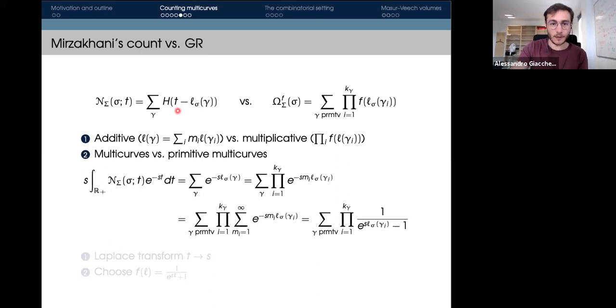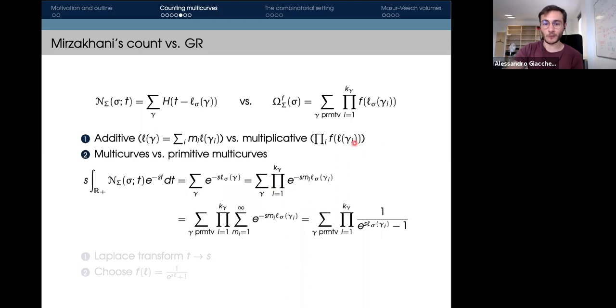So remember that t is the bound you put on the length of your multicurve. If I take this Laplace transform, you just have to know that the Laplace transform of the Heaviside is an exponential. So you get this formula here.